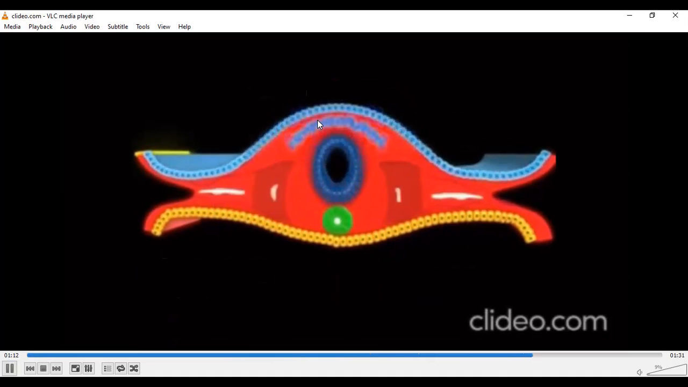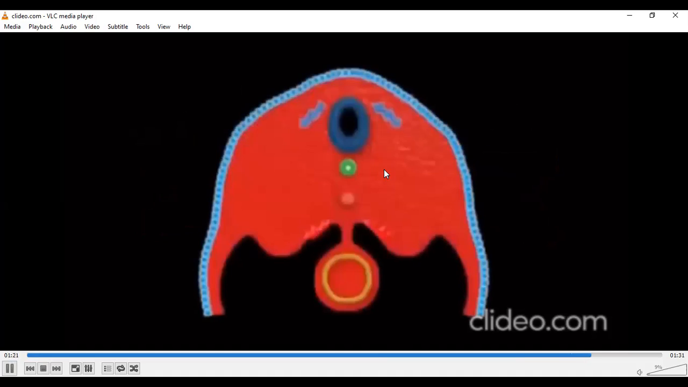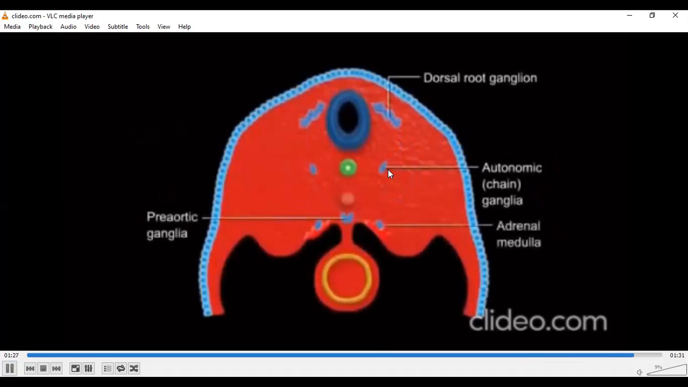Before they fuse, these neural crest cell populations come to lie between the surface ectoderm and the neural tube. Now they will take two pathways, the dorsal and the ventral pathways. The dorsal pathway will form the melanocytes, while the ventral pathway will form the dorsal root ganglia, autonomic ganglia, the adrenal medulla, and the enteric nerve cells.